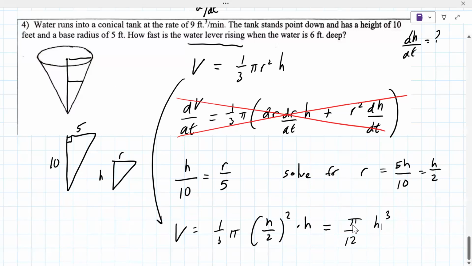Wait, how'd you get the pi over 12? Oh, wait, yeah, never mind. 2 squared is 4 times 3. Okay, that makes sense.